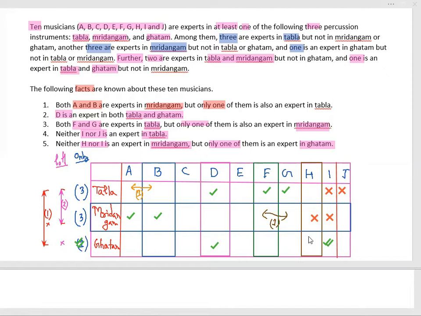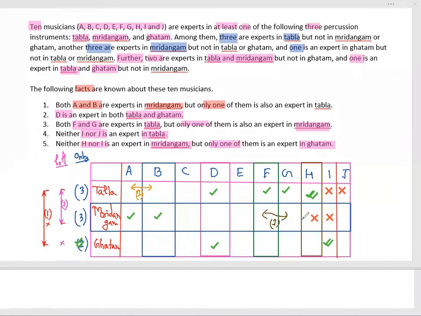Again, only one of them is in gatam. Due to that, H cannot be in this part. So H needs to be only in this part, and also this would be the single one. So I am giving a double tick, and double tick means I can say one of them is done, two others pending for the tabla part.